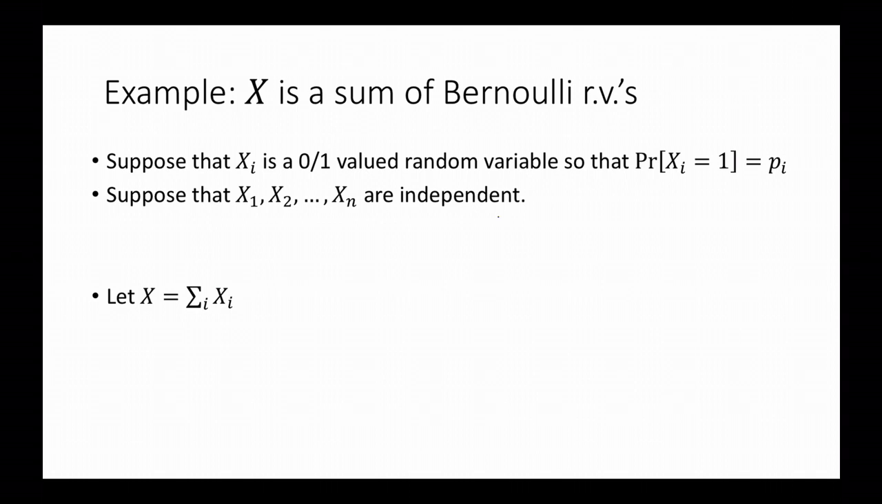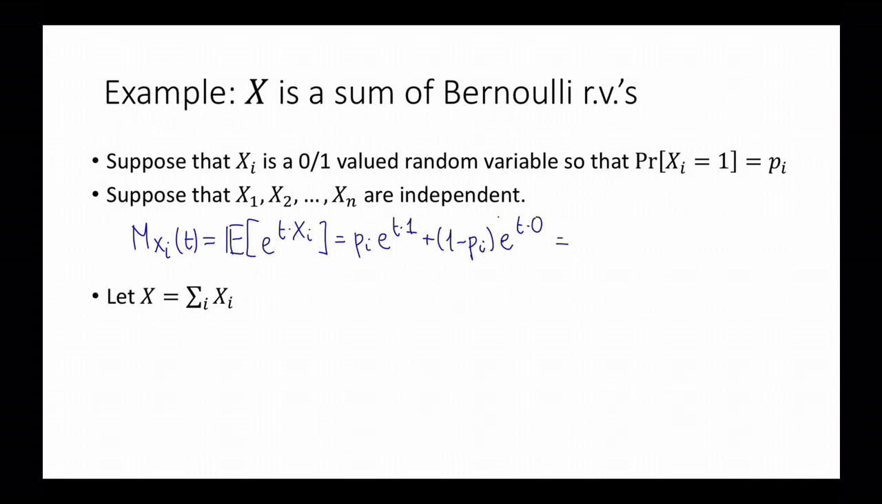We can calculate the moment generating function for X_i. We have M_{X_i}(t) is equal, by definition, to the expected value of e to the t times X_i, which is equal to p_i times e to the t times 1 plus (1 minus p_i) times e to the t times 0. This simplifies to 1 plus p_i (e to the t minus 1).